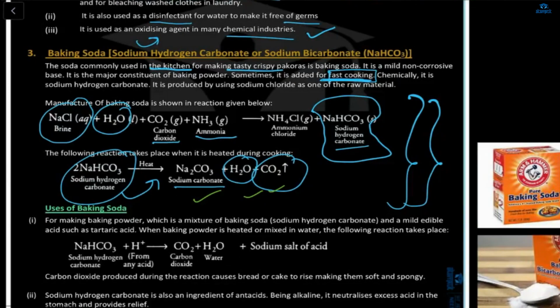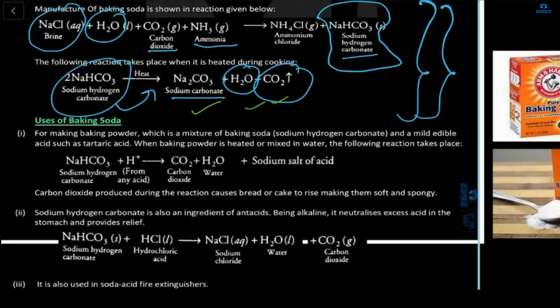And what is the use of baking soda? Baking soda is used in our kitchens, and baking powder is a mixture of baking soda and mild acid. So when we have to make baking powder, which is a mix of your soda and your acid, this is the equation. But you can also write this point.